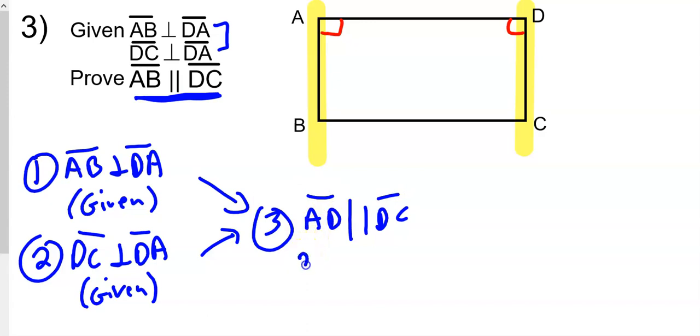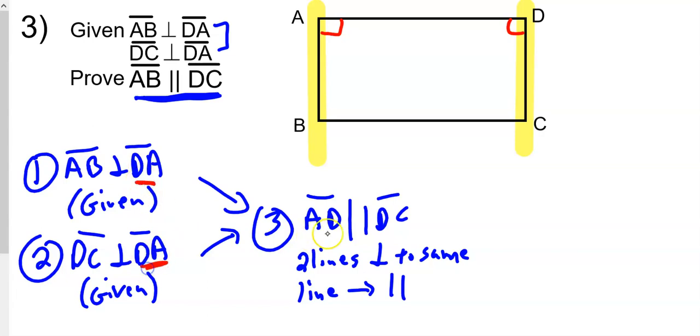Two lines perpendicular to the same line implies they're parallel. Okay, so again, even though they've switched the order of DA and AD, these are exactly the same here, right? These are the same, so that means that they're going to be parallel. And I apologize, I wrote this. This should be B here, not D. AB is parallel to DC. Okay.